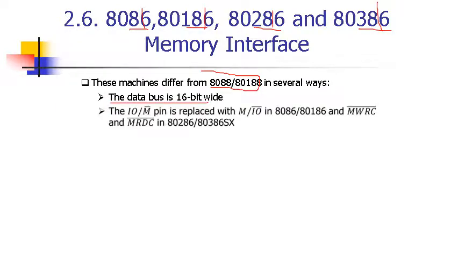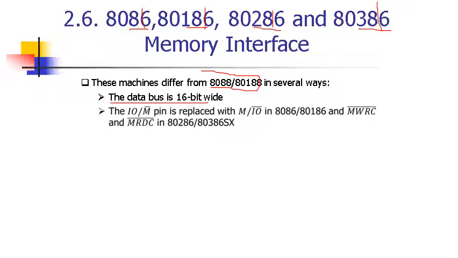Okay, now going to the 8086 series. They are different from the 8088 series in the way the data bus is composed. Your data bus here is composed of 16 bits and not 8 bits. So these machines are different from the 8088 in this: the data bus is 16-bit.